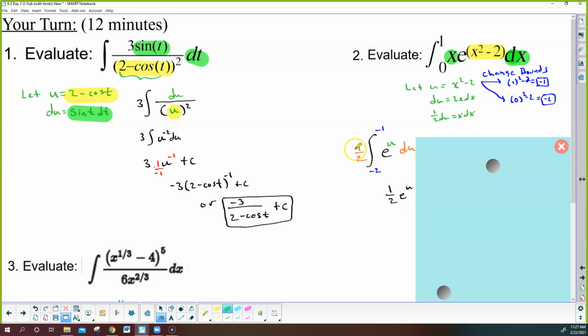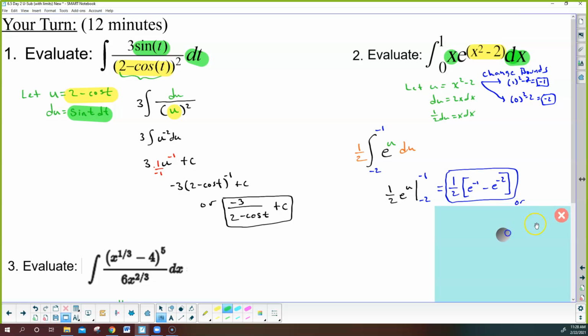It's just e to the u, and the 1/2 is going to drop down. And then we just have to evaluate it from the upper and lower bounds. But notice those are now written in terms of u. And since these new bounds are written in terms of u, we do not have to replace u with what it was equal to before, because this just makes it easier.